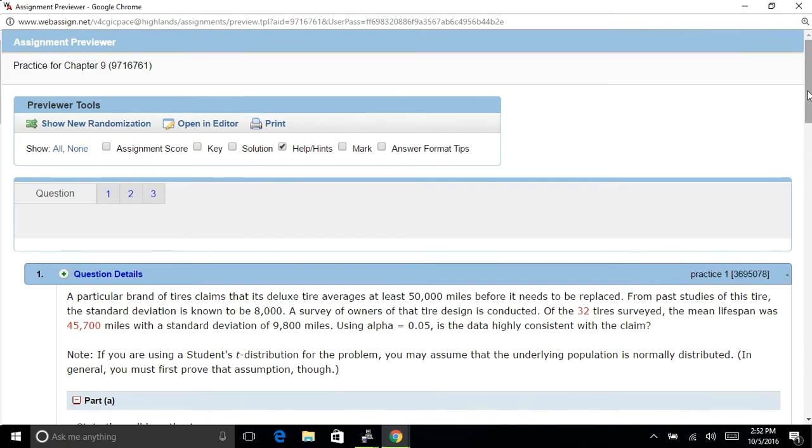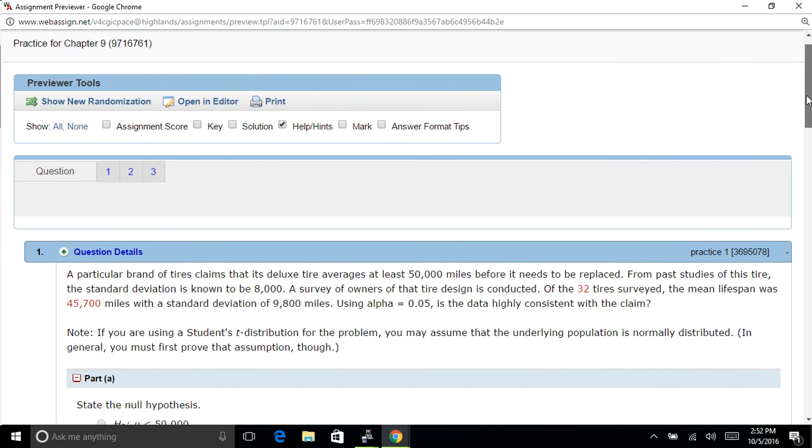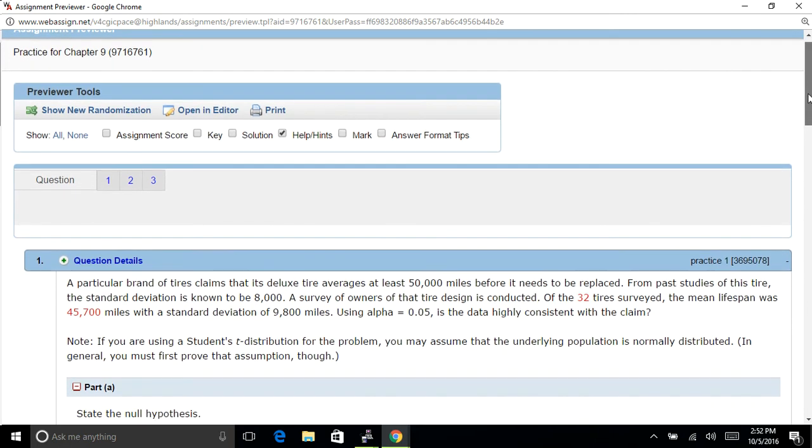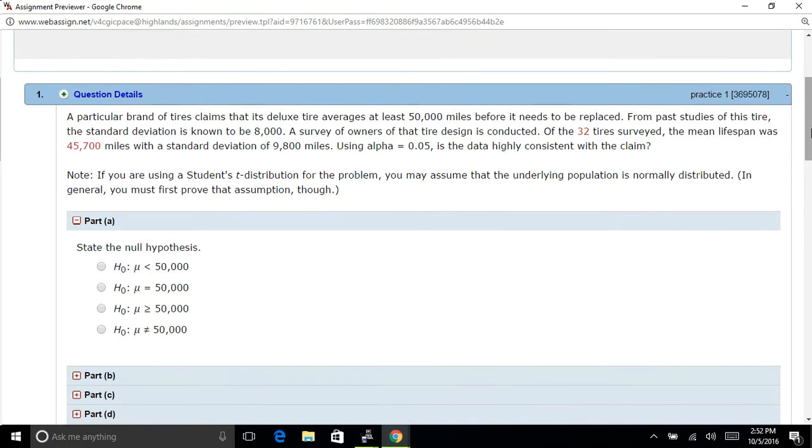Hello, I'm going to go ahead and do one of the practice problems for chapter 9, and it's the one for z-test. And it's number 1, and I know I already told you that, but I want to go through and show you what to look for and how to solve it. So what I'm going to do is let's look at the problem.